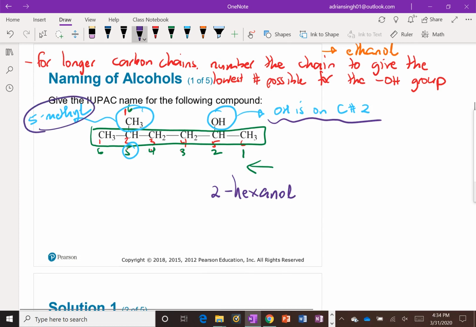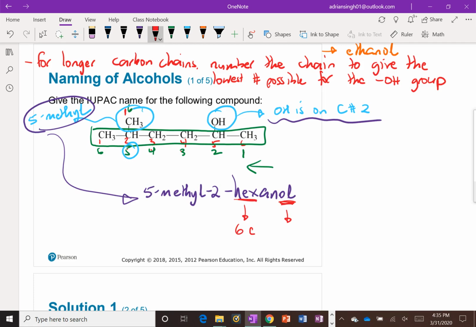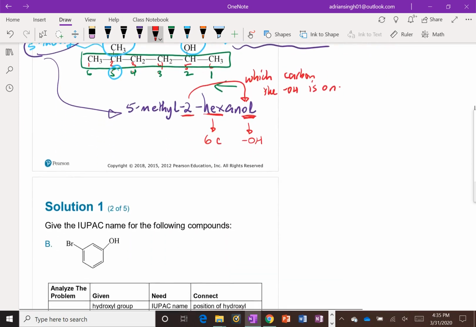And then we also need to include any other substituent groups, right? So our 5-methyl goes in front. So 5-methyl-2-hexanol. Again here, the hex tells us we have a 6-carbon chain. The OL tells us there's an OH group present. The 2 tells us where that OH group is located. All right, so it's a similar naming strategy that we've used for our organic compounds so far.